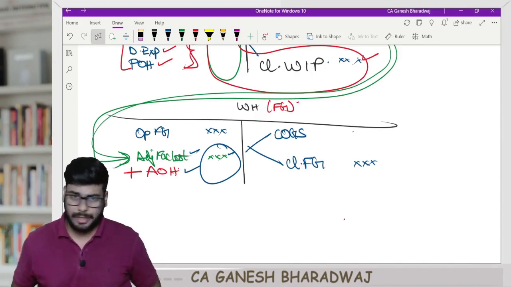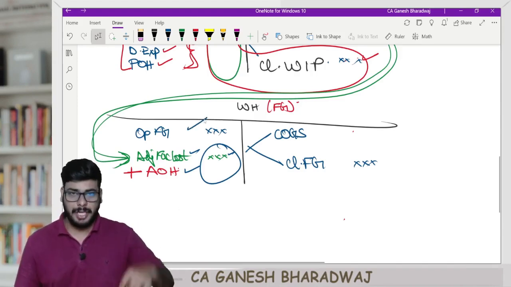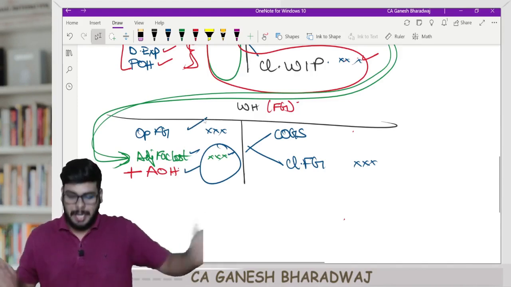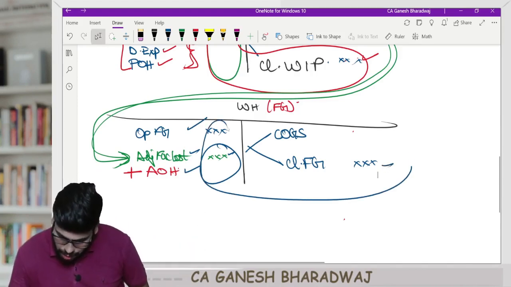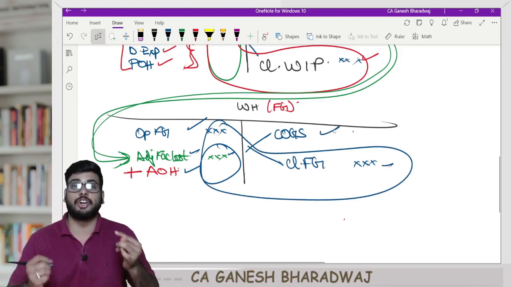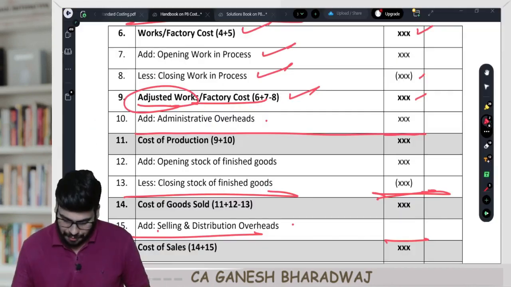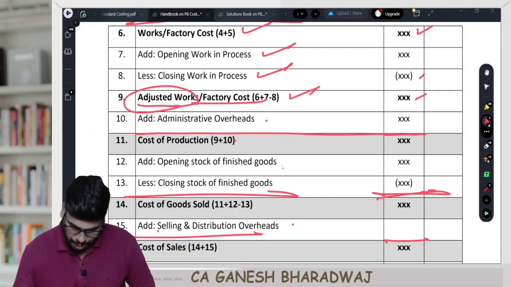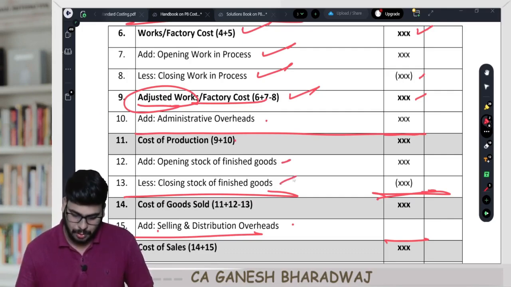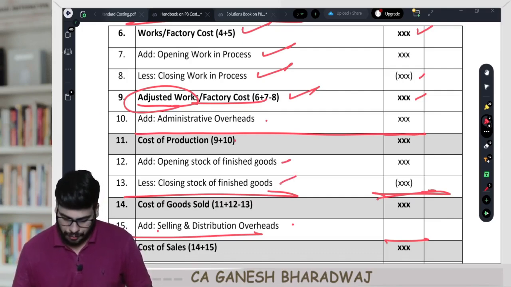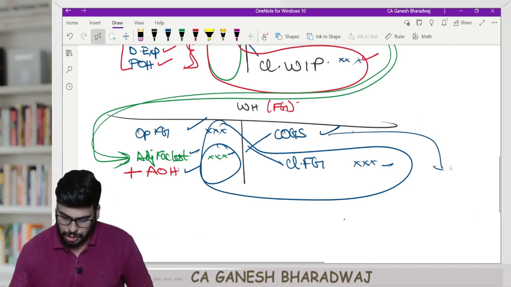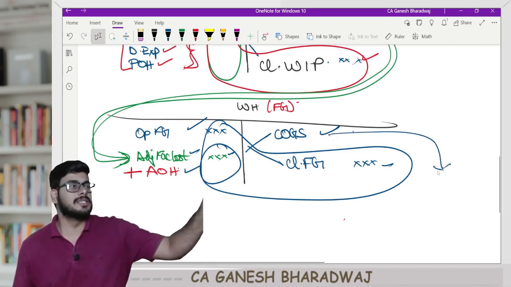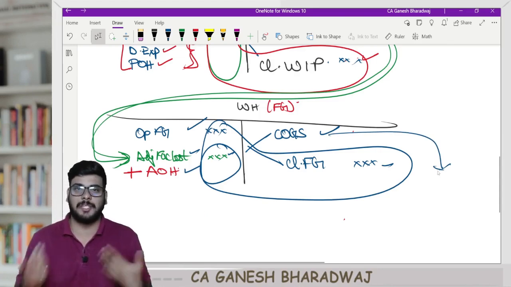Now, is that the only units you have? No, I also have opening FG. So add opening FG, right? Minus closing FG. If you net this off, you will get the cost incurred in respect of goods sold. Look at this. To this cost of production, add opening FG minus closing FG. You get what? Your cost of goods sold. So basically, this cost of goods sold is the cost that is incurred with respect of units sold.